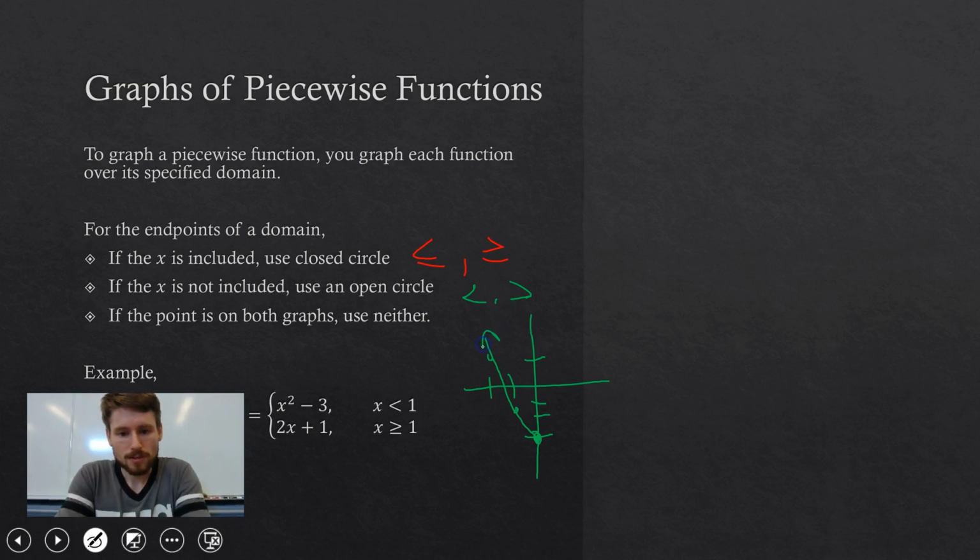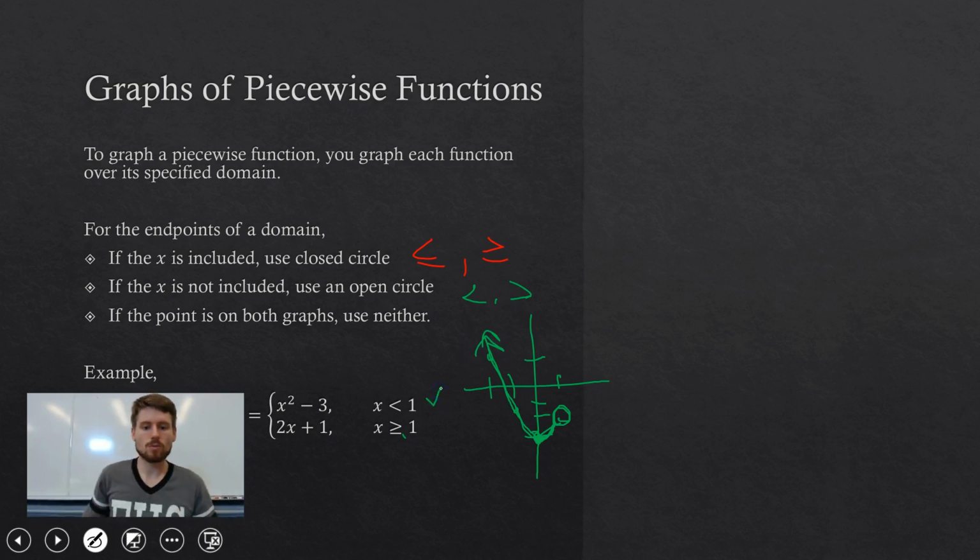What should we do at 1 for this part of our parabola? Well, we're going to get really close to 1, but on the left. To find out what values those are going to be, we're just going to plug 1 into the first rule and see what we get. When we plug 1 in, we get minus 2. As we get closer and closer to 1, we get closer and closer to minus 2. But we'll use an open circle there because it doesn't include that point. So that's the green part.